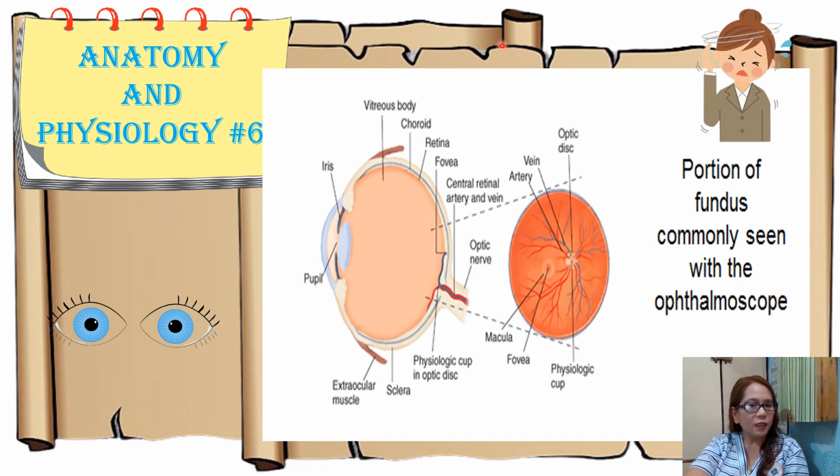So, the optic nerve with its retinal vessels enters the eyeball posteriorly. That is where it enters. Alright? So, this can only be seen using your ophthalmoscope.